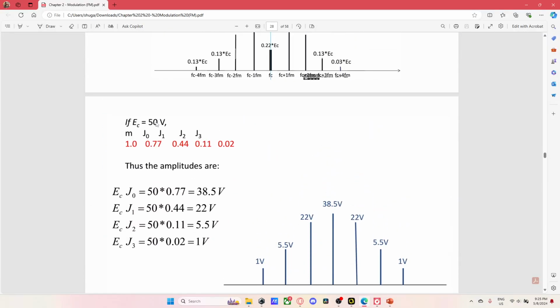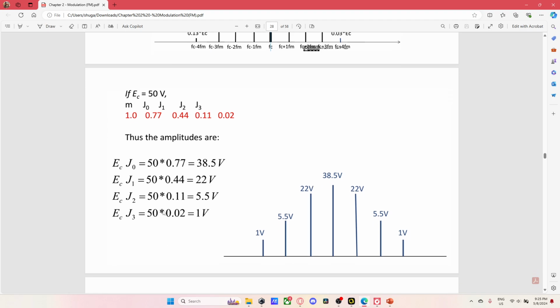So Ec, the 50 volts just now, is multiplied by J0: 50 times 0.77. You will get 38.5 volts, and so on by using the same equation, the same Ec with different J values over here. You will get this diagram instead.